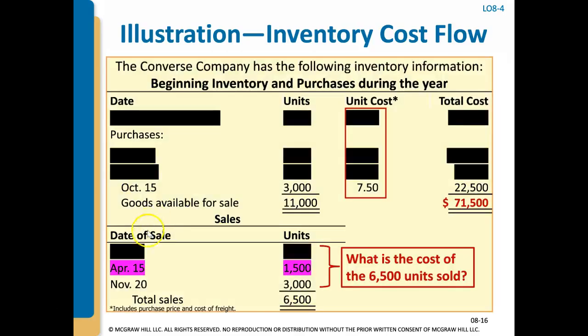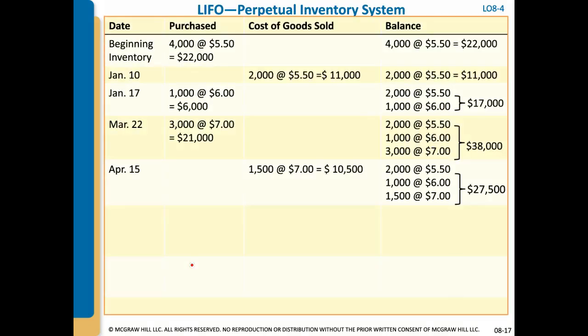Okay, next we have a sale. We sold on April 15th, 1,500 units. So here's April 15th, 1,500 units. And LIFO is last in, first out, right? You've got to remember that, which means the most recent inventory that we purchased is the first cost we're going to allocate.